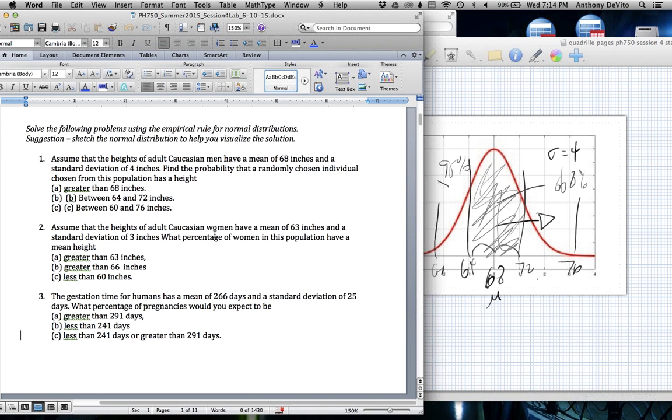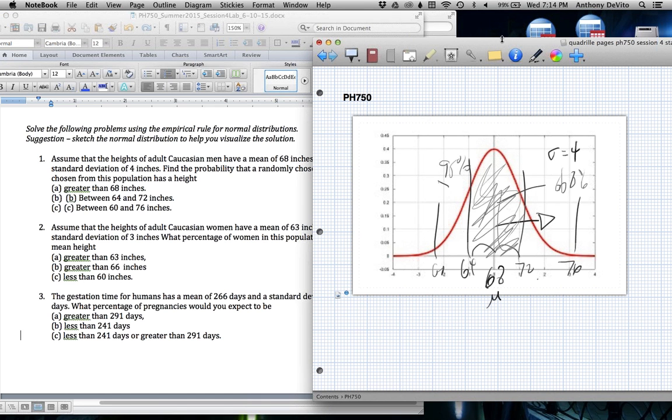Okay, let's try the next one. Assume that the heights of adult Caucasian women have a mean of 63 and a standard deviation of 3. What percentage of this population have a height greater than 63? We just did that before, right? Same thing, 50%. Greater than 66 inches, a little bit of a curveball there, right?